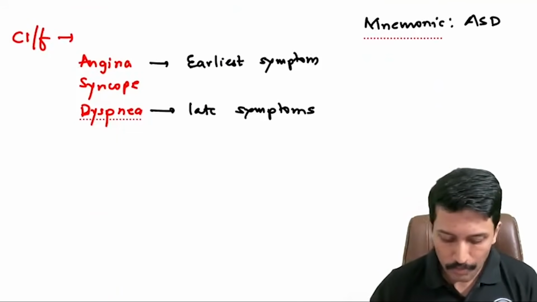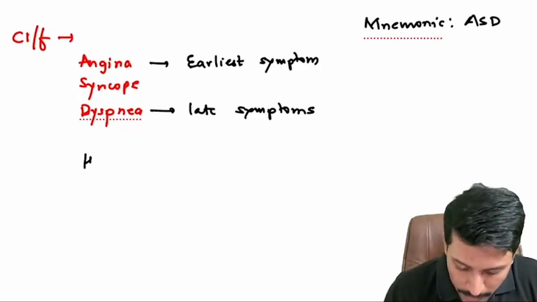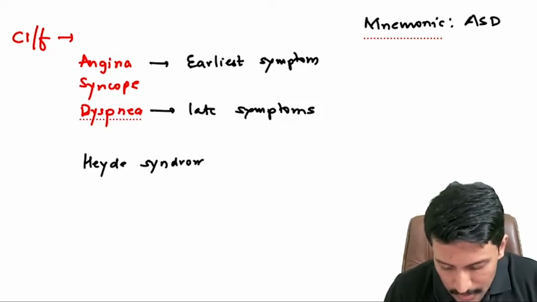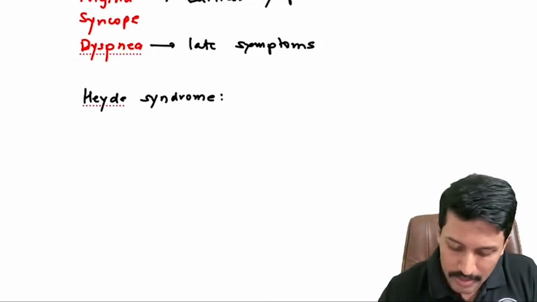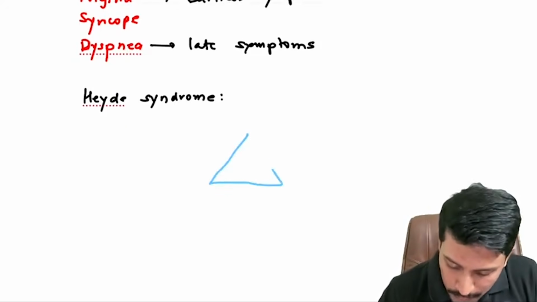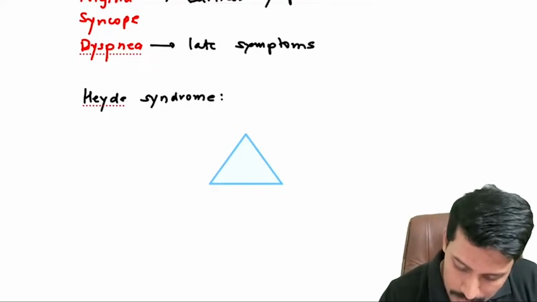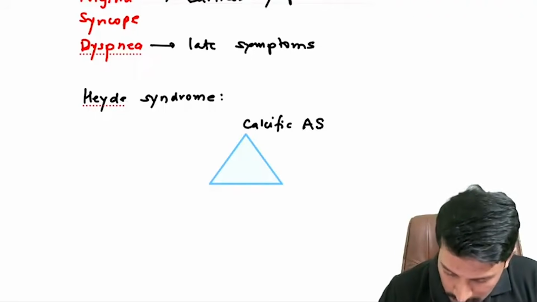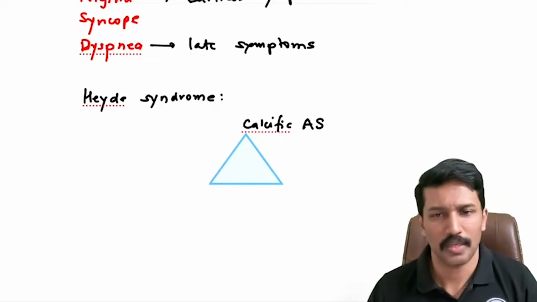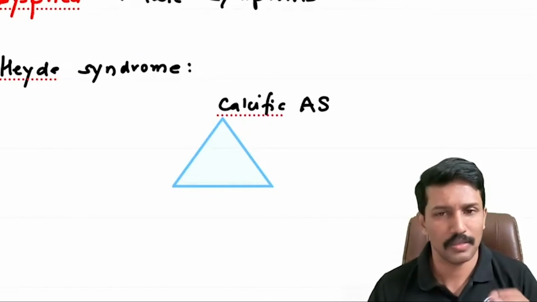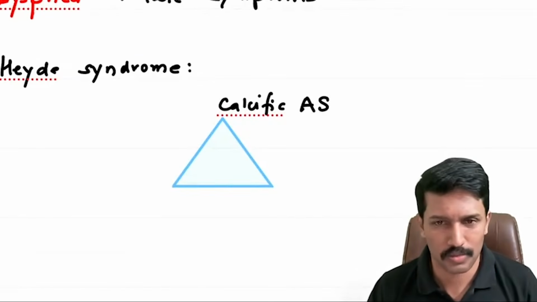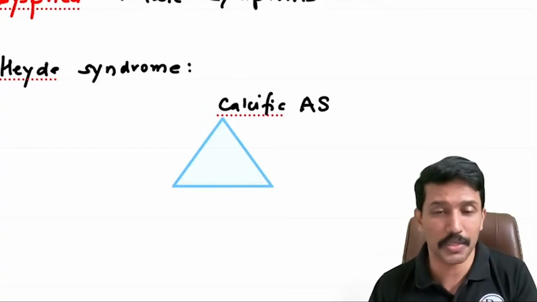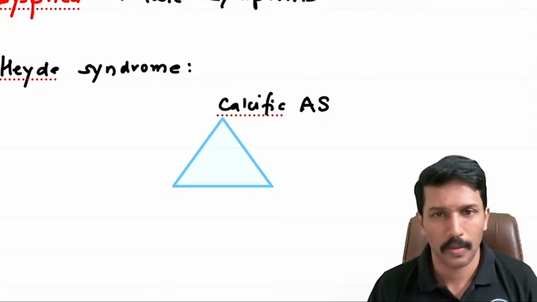Okay. Apart from that, you can expect one more manifestation in patients with aortic stenosis, which is called Heyde Syndrome. What is this Heyde Syndrome? It's a triad of 3 manifestations. The first one is calcific aortic stenosis, which is the most common cause. Means age-related degeneration leads to calcification of the aortic valve, and that causes stenosis. Young individuals, it is bicuspid aortic valve. But this Heyde syndrome is seen in patients with age-related aortic stenosis.